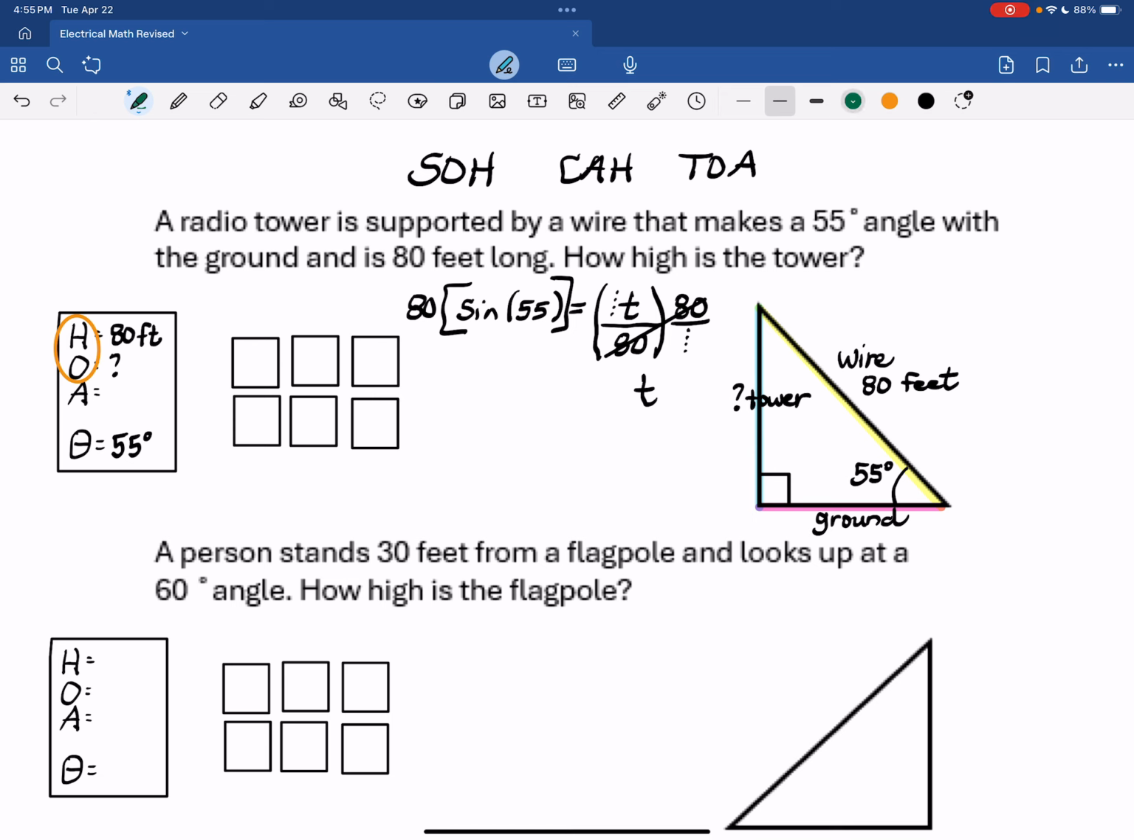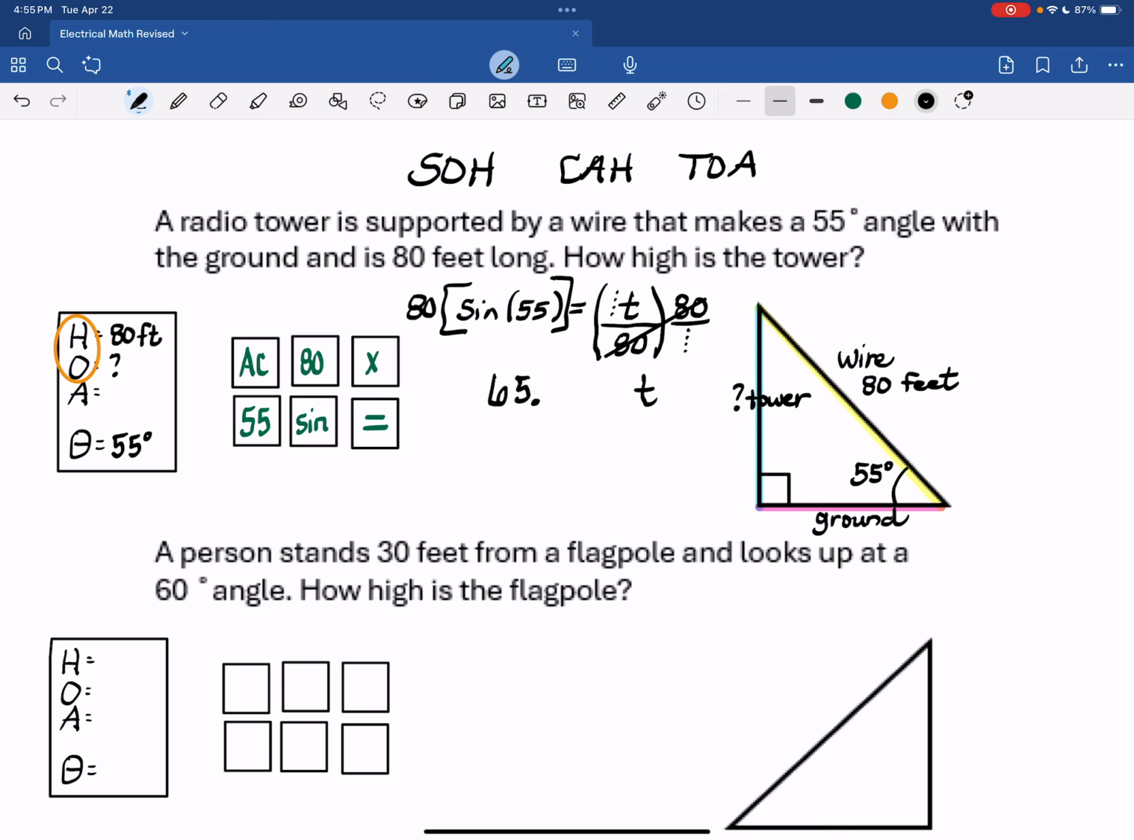Now to put this in your calculator, you will do all clear, 80 times 55 sine. We're using the sine ratio. And you must press equals. If you don't press equals, you will only have the sine of 55, not the answer to the problem. So make sure that you press equals. And that leaves us with 65.